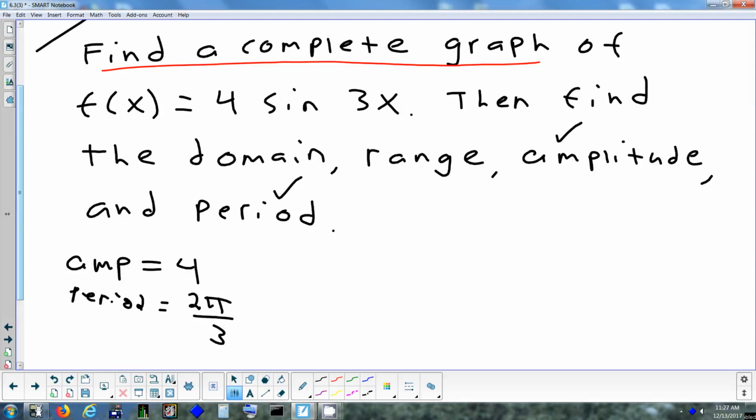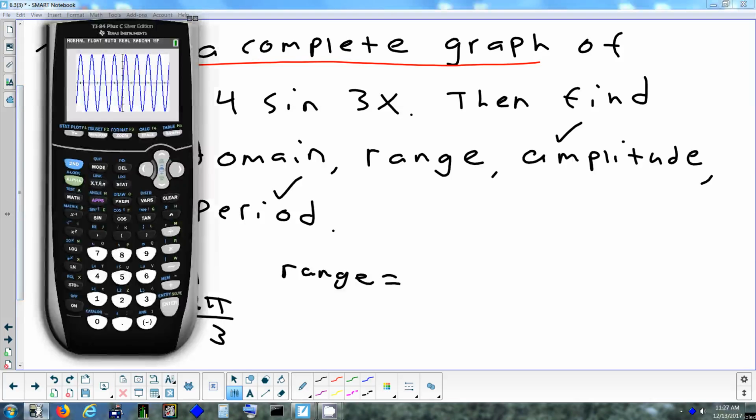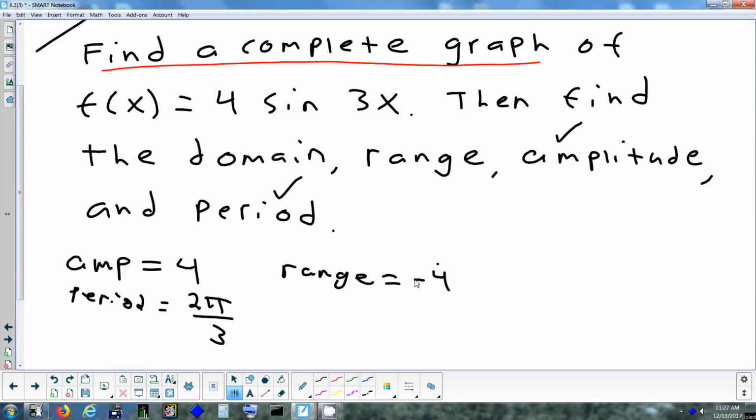Next thing, range. What's a simple way to describe the range? Like if somebody didn't understand the concept of range, what does range mean? Limit on the x-axis. Not the x-axis, the y. How high and low? What's the highest and the lowest that the graph goes? 4, -4 is the lowest. And it does actually reach it.